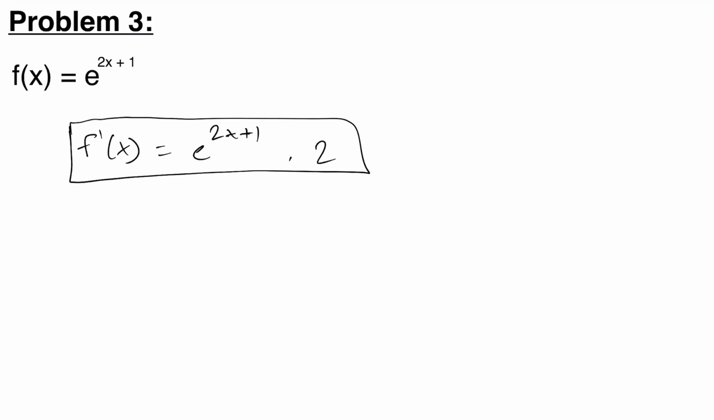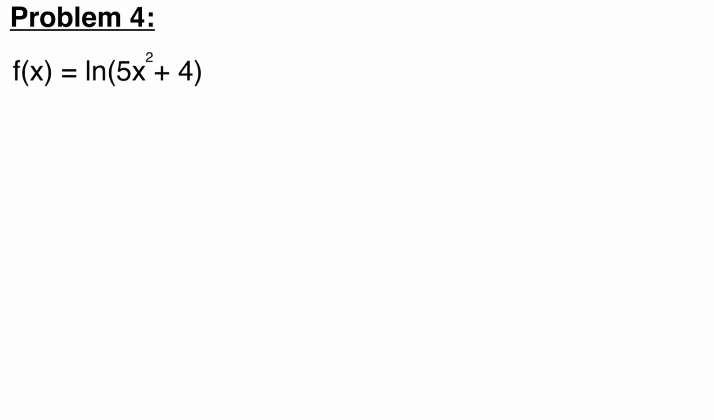And then let's try one last problem. Problem 4, f of x is equal to ln of 5x squared plus 4. So here our outside function is that ln, and then our inside function is the 5x squared plus 4. So from here, to find the derivative, we need to take the derivative of the outside, which is going to be 1 over, and then put the function on the inside, 5x squared plus 4.